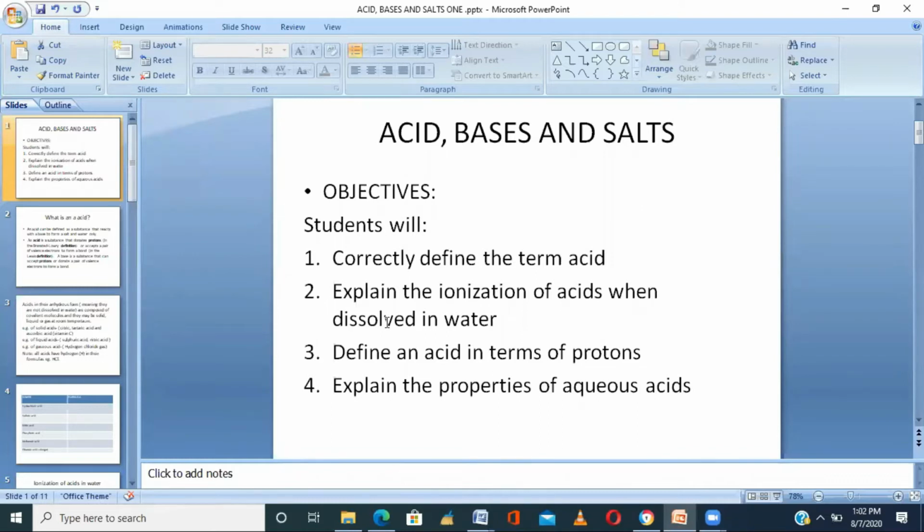So those are the objectives for today. By the end of this, you're supposed to be able to define an acid, explain the ionization of an acid when dissolved in water, define an acid in terms of protons, and explain the properties of aqueous acids. Now, some of these things you might be aware of because you're supposed to have exposure to it in Form 2 and Form 3. So let's get right into it.